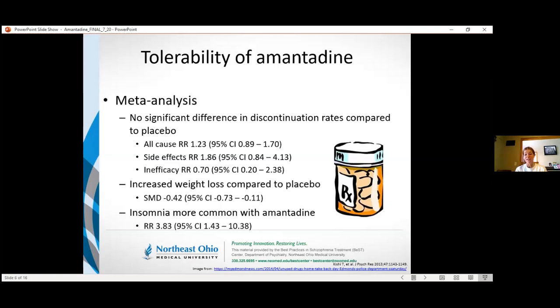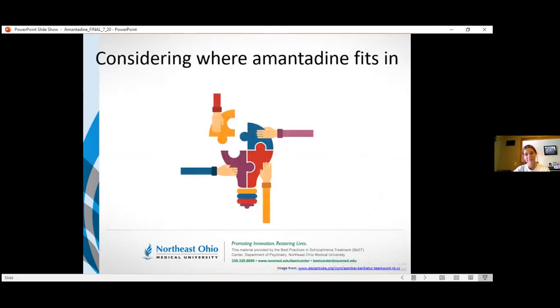On the beneficial side, as I mentioned, we did see more insomnia with amantadine, which in some cases may work in our favor if patients have a robust medication regimen that's very sedating. But it also has been shown to increase weight loss compared to placebo, and we're going to look at this in just a second. So overall, relatively well tolerated. Patients seem to be able to maintain therapy and not have to struggle with some of the long-going adverse effects.